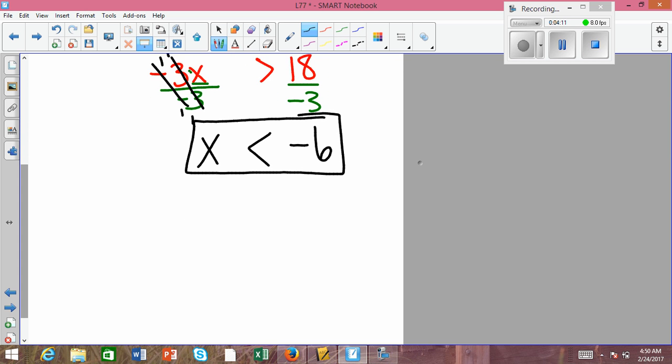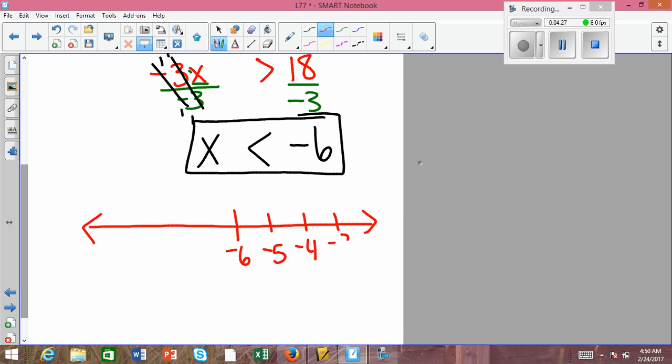Okay, so you should have a solution of your inequality. You should also draw your number line. In the middle, we will place negative 6, which is our solution. We will place numbers that are larger than negative 6 to the right of negative 6, and numbers smaller than negative 6 to the left of negative 6.